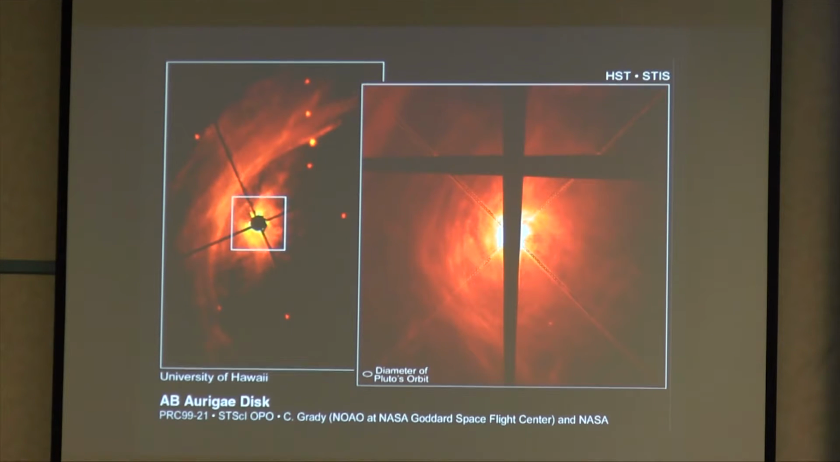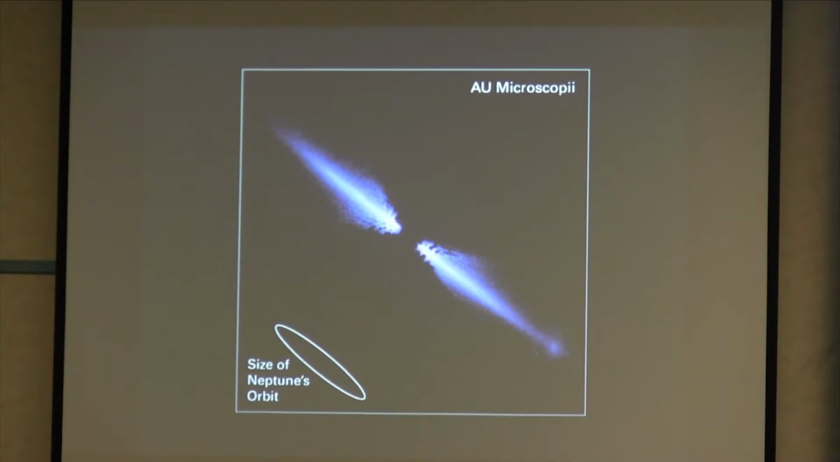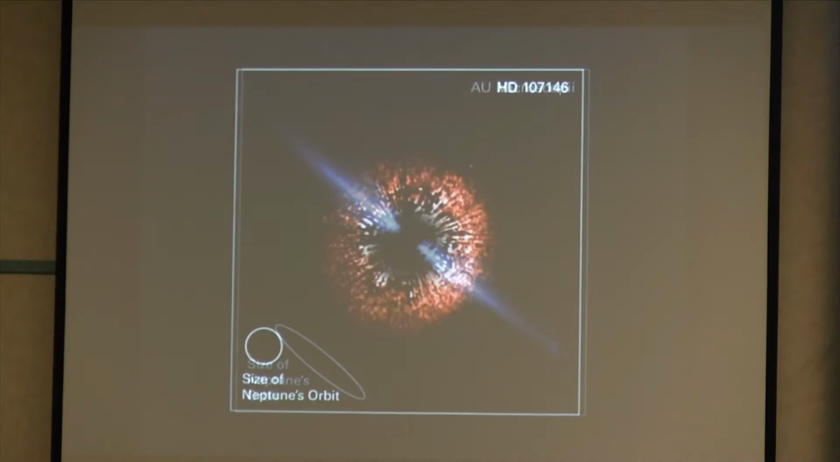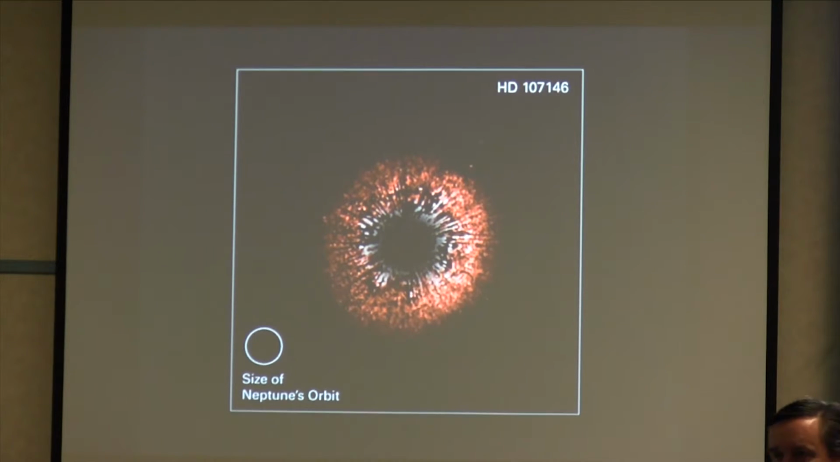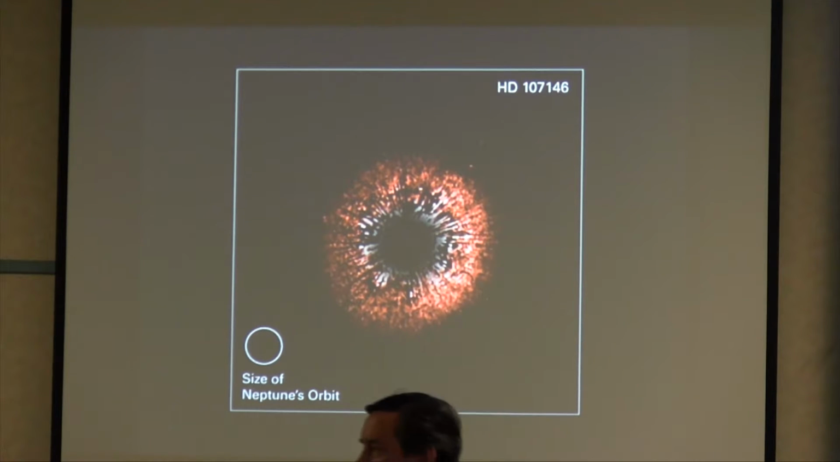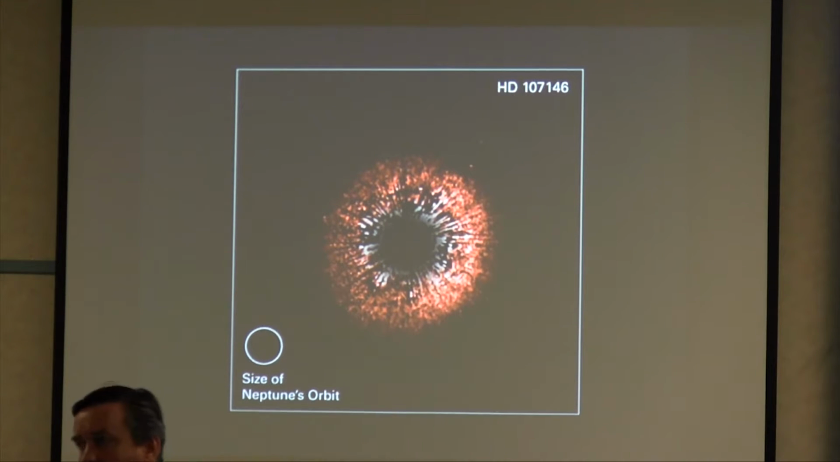So let me just show you my two favorite ones. One is AU Microscopii, where we see a beautiful thin edge-on disk. Here's the size of Neptune's orbit. And then this one, which I showed you the other day, HD 107146, where we see a nice face-on disk. And this gives us the feeling that, hey, we're really starting to confirm all of our preconceptions.